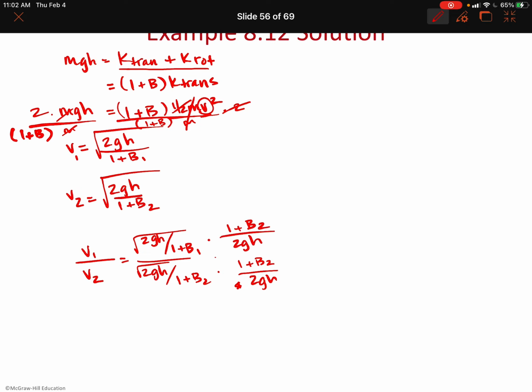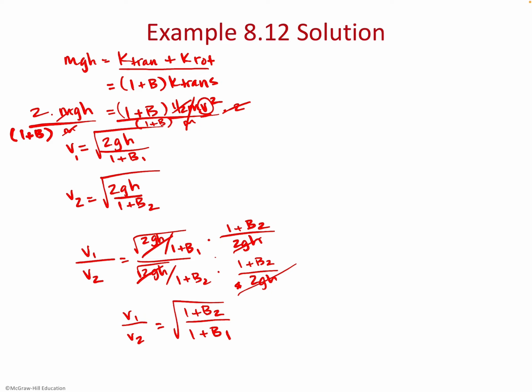All right, so when you do that, what's going to happen to your 2gh? It's going to cancel on both. So you're going to be left with v1 over v2 is equal to the square root of 1 plus beta 2 divided by 1 plus beta 1. Then you just have to figure out what the beta is.